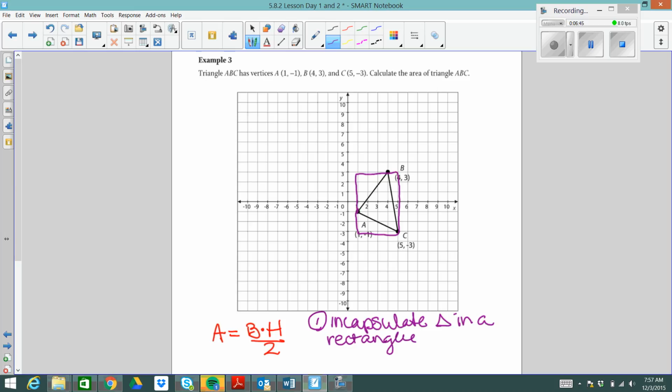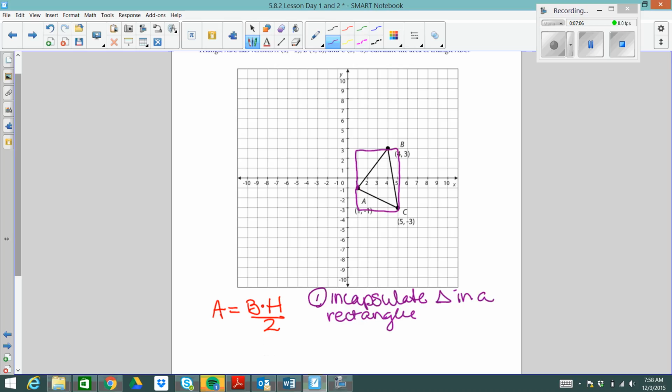Now, why do we do that? Because finding the area of a rectangle is easy, and calculating distances that are horizontal and vertical is easy. No distance formula required because we can just count. So we're going to encapsulate our triangle in a rectangle, and then we are going to find the area of our rectangle.